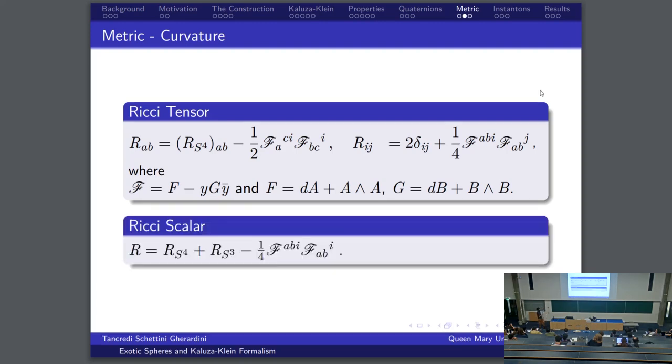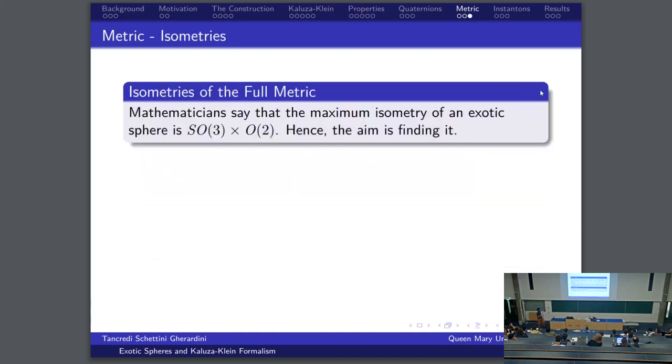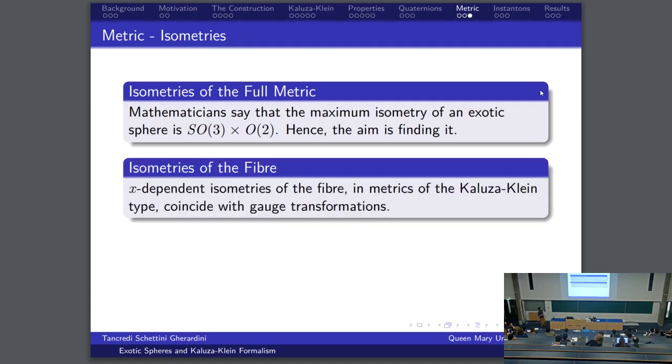Now you can take contraction, and once you contract, you get the Ricci scalar, which agrees with the literature. Regarding isometries, there are things that are a bit more complicated. Mathematicians have proven that this is the maximal isometry you can have for an exotic sphere. So the first thing would be, we want to aim at that, find the metric with that isometry.